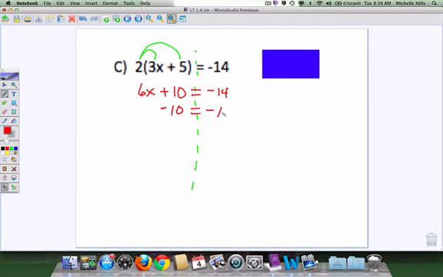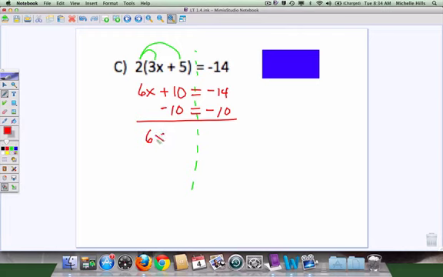Again, the subtraction property of equality says I can do that as long as I do the same thing to the other side of the equation. So I end up with 6x equals negative 24. I would punch this in my calculator as negative 14 minus 10, or negative 14 plus a negative 10. Divide both sides by 6, in this case to isolate the variable, so x equals negative 4.